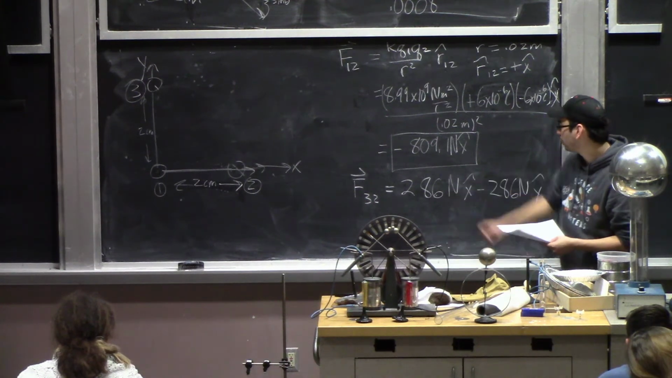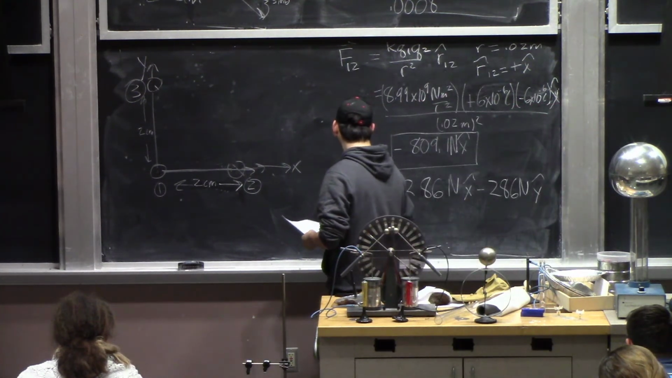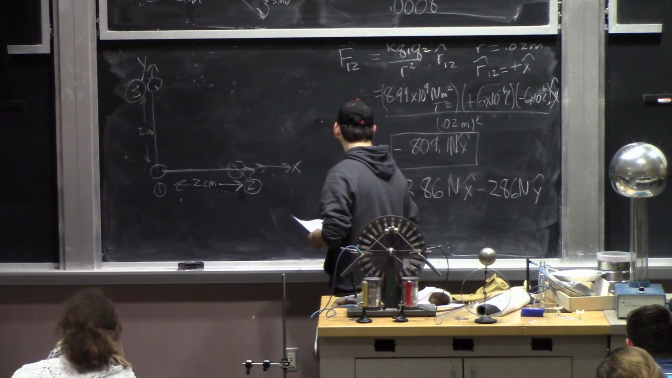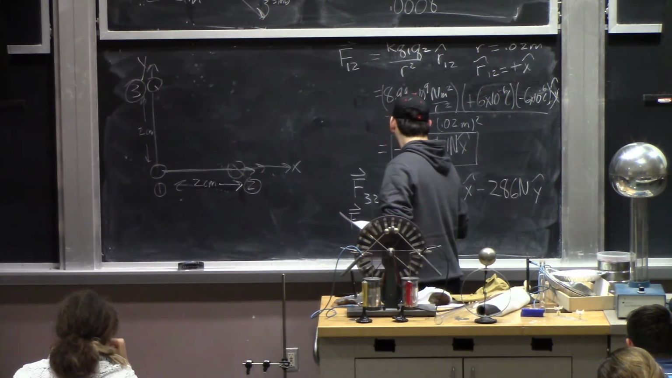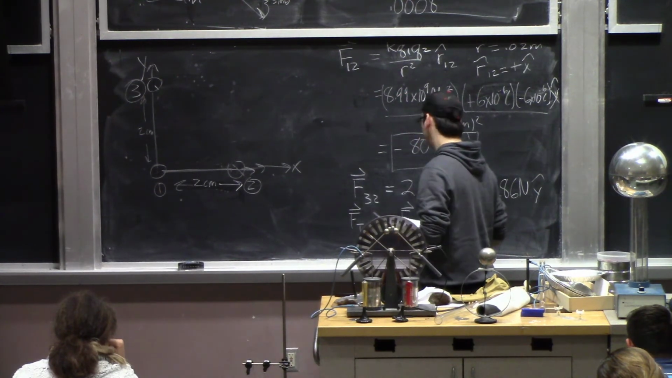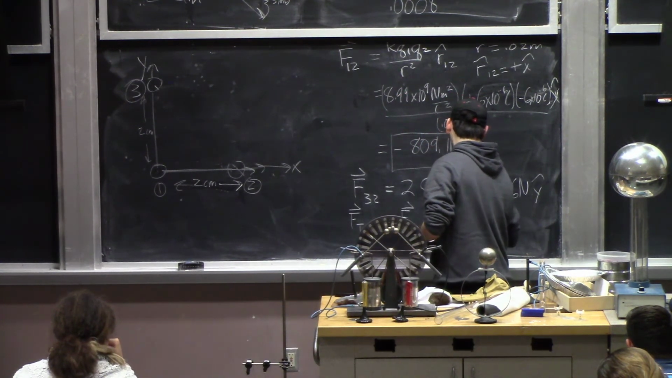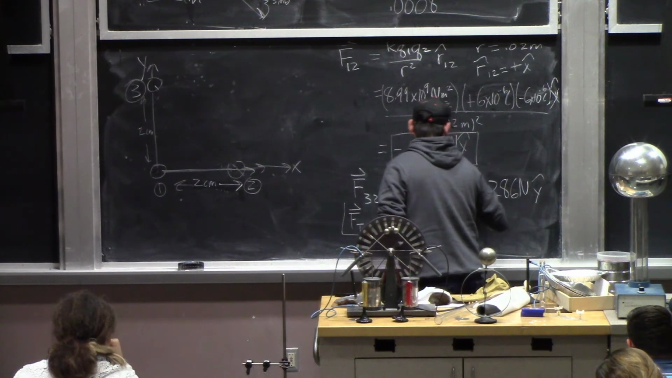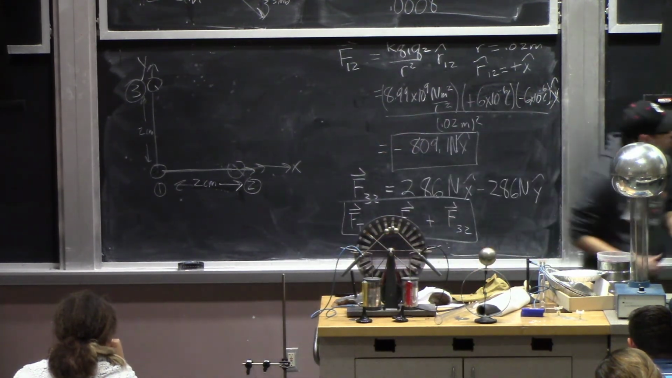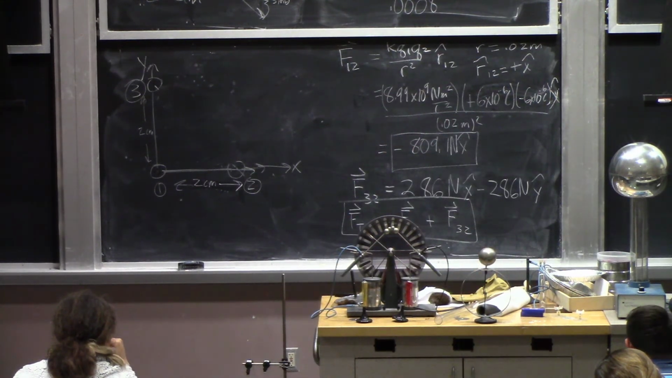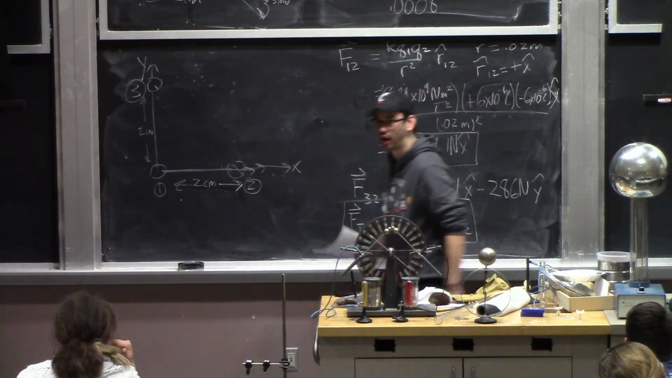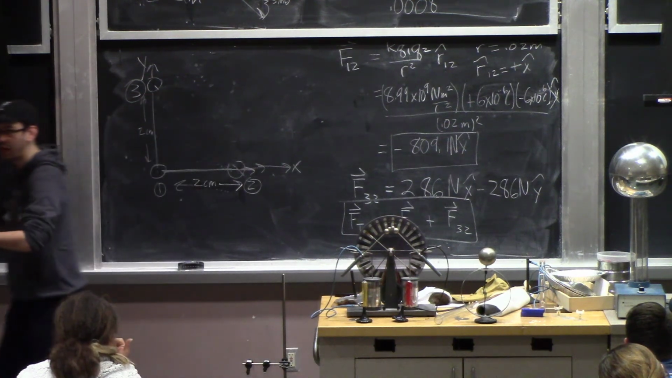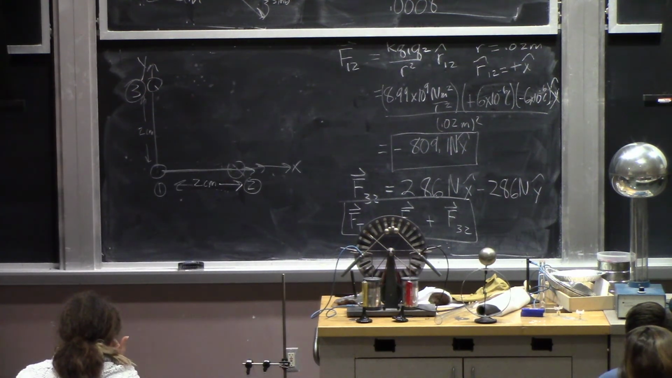And now to find the total force, F total, this is going to be equal to F12 plus F32, okay? And that's it. Now, if I wanted to do the second part and find the magnitude of F total, everything here would have X and Y components, and then I could use the Pythagorean Theorem just to find what that magnitude is, okay?